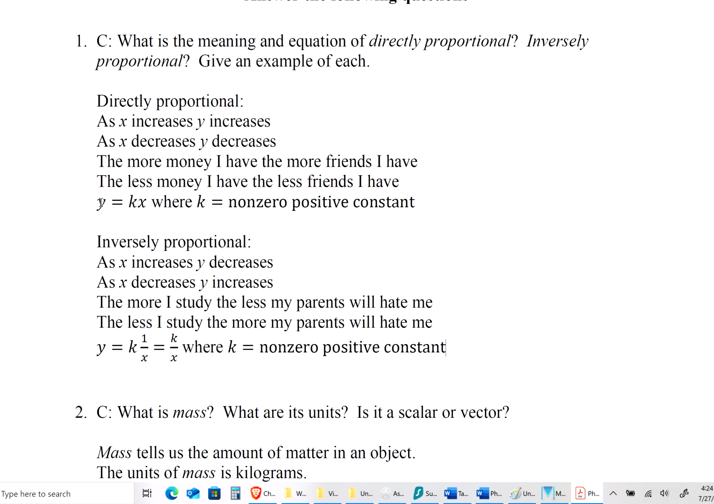So for directly proportional, if x gets bigger, y gets bigger. If x gets smaller, y gets smaller. For inversely proportional, if x gets bigger, y gets smaller. If x gets smaller, y gets bigger.